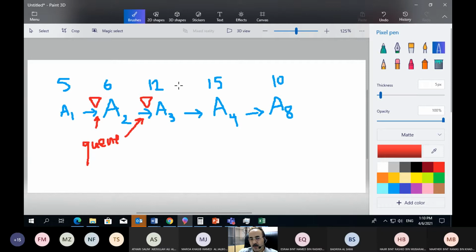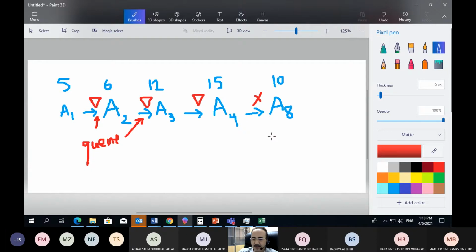Same thing from A3 to A4. Okay, we're faster in A3 than in A4. So will there be a queue? Yes. Whereas you see when I go from A4 to A8, it takes 15 minutes in A4, but only 10 in A8. So will there be a queue? No. Because a unit that goes out of A4 takes only 10 minutes and leaves. The following unit would still be in A4, and therefore, as soon as it is finished, it goes to A8, there are no cars waiting. All right.